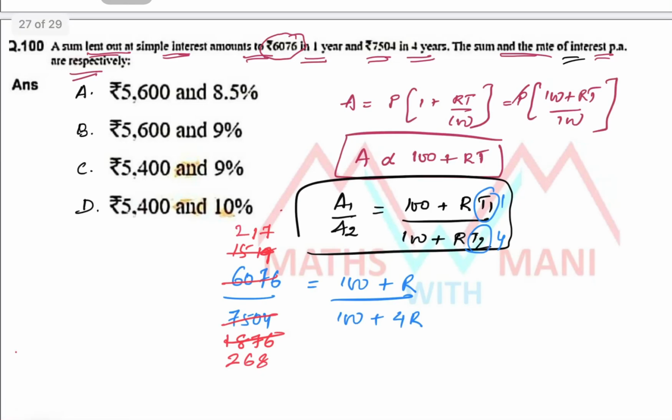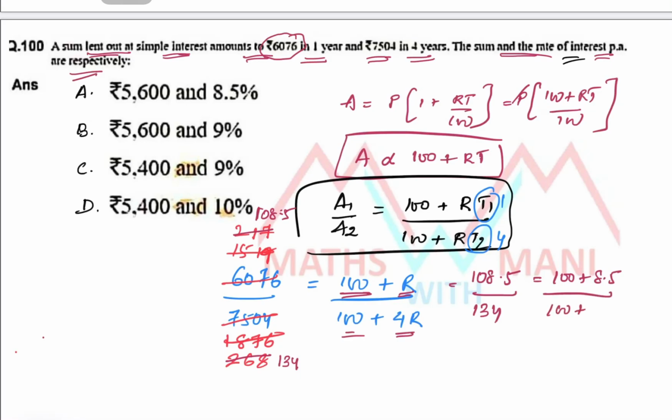Clear? Now 217 by 268, again divide with 2, again divide with 2, 2134 and 218.5. Yes, so what about the numerator? 108.5. And what about the denominator? 134. Here 100 plus R is there, here 100 plus 4R is there. So 108.5 can be written as 100 plus 8.5 and 134 can be written as 100 plus 4 into 8.5. 34 can be written as 4 into 8.5.